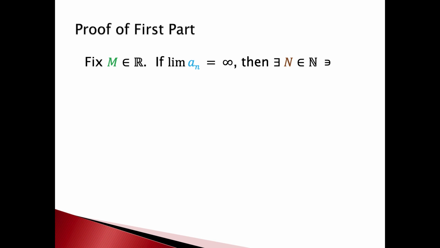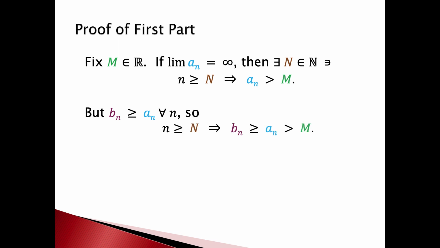Well, because I know that the smaller sequence a sub n is diverging off to infinity, there's a capital N that works for it. There'll be a capital N so that whenever little n is bigger than or equal to capital N, the a sub n's are bigger than m. Right? So that's perfect because the b sub n's are even bigger. That was the point. The b sub n's were bigger than the a sub n's.